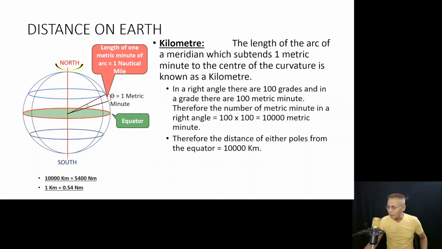So if we talk about the relationship between the nautical mile and the kilometers, as we come to know that 10,000 kilometers is the distance from the equator to either of the poles, which is equal to 5,400 nautical miles. So therefore 1 kilometer will be equal to 0.54 nautical miles.